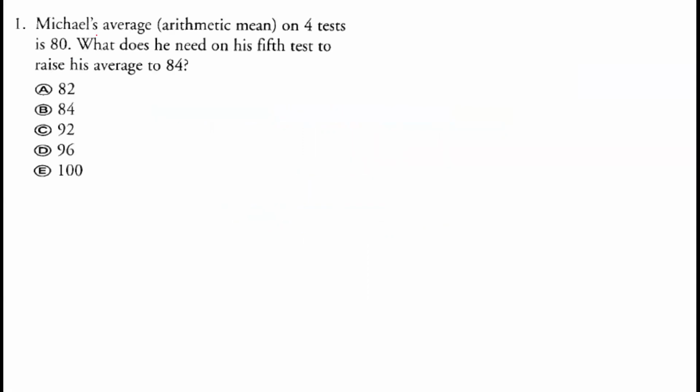The first question: Michael's average, arithmetic mean, on 4 tests is 80. So there were 4 tests, 1, 2, 3, 4. The average amount he got was 80. So the total or cumulative score he would have gotten would have been 80 into 4, that is 320.